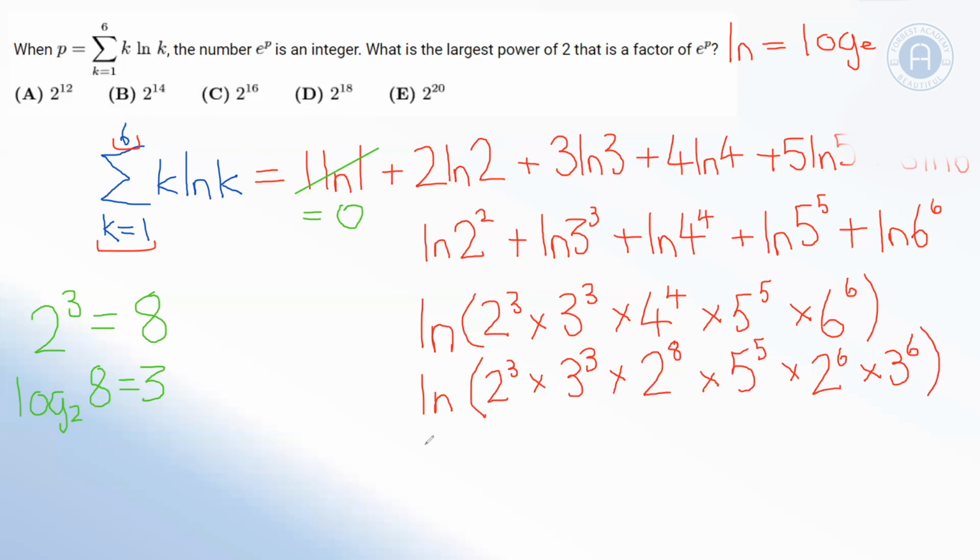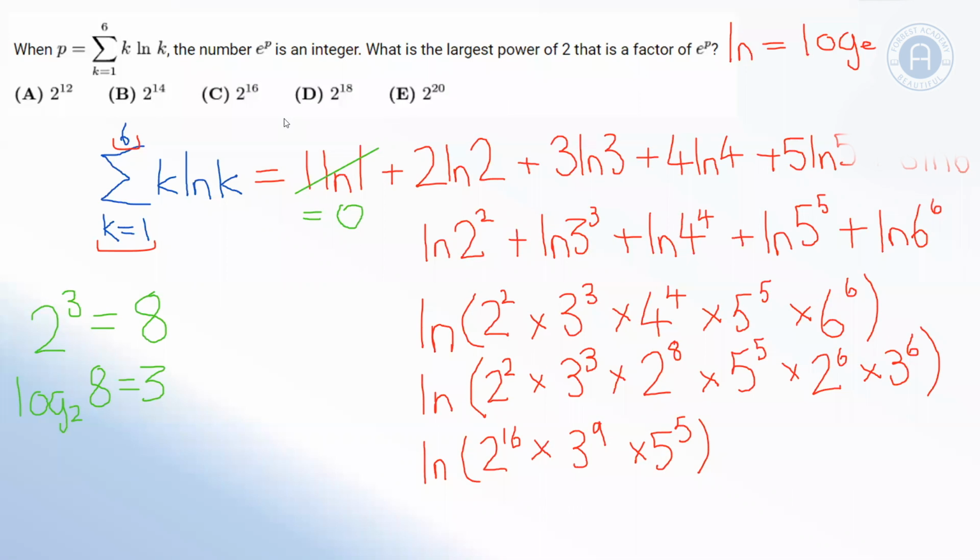And finally, if we simplify all those terms together, we have 2 to the power of 16. I don't know why I've put 2 cubed there. Should be 2 squared. That's me writing down numbers incorrectly. So we have 2 to the power of 16, 2 plus 8 plus 6, multiplied by 3 to the power of 9, multiplied by 5 to the power of 5.